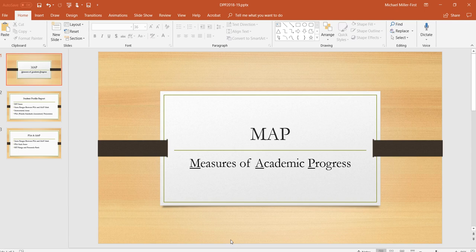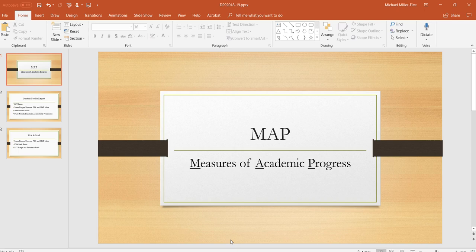Today, in this first part of the series on MAP, or Measures of Academic Progress, I would like to talk to you a little bit about what the MAP assessment is. MAP is a computerized adaptive test which helps teachers, parents, and administrators improve learning for all students and make informed decisions to promote a child's academic growth.